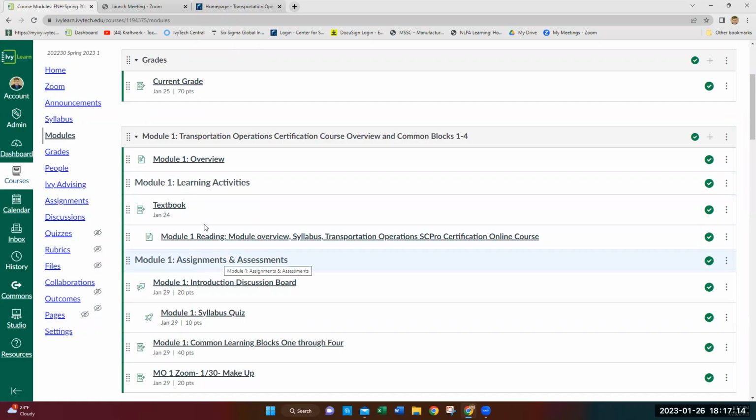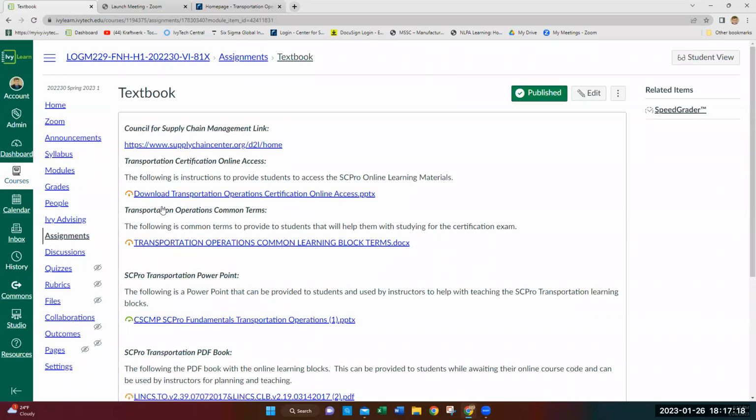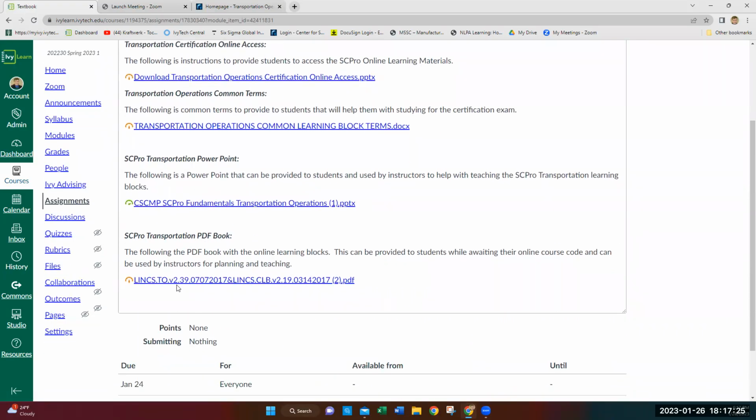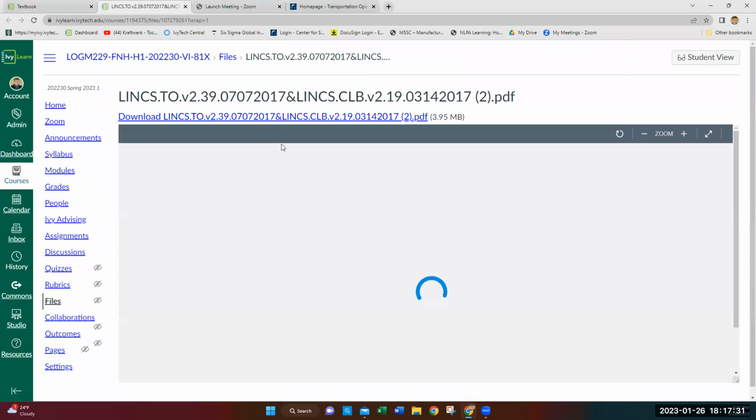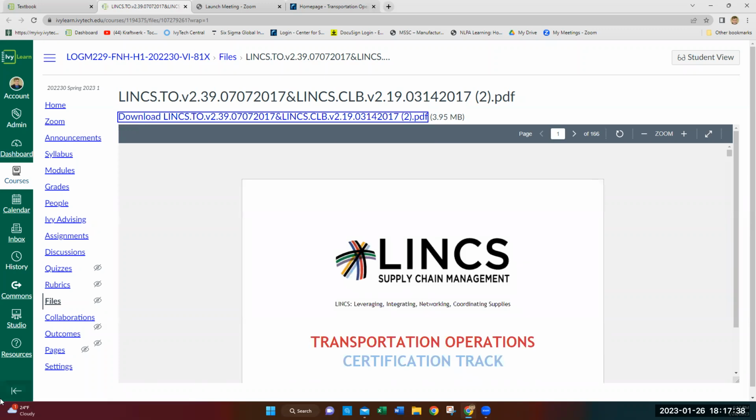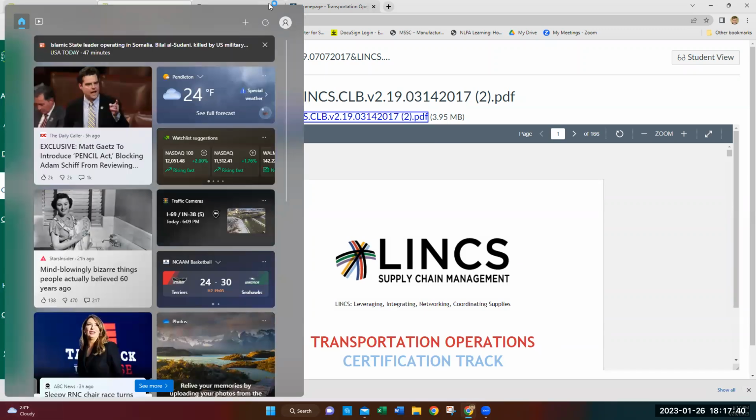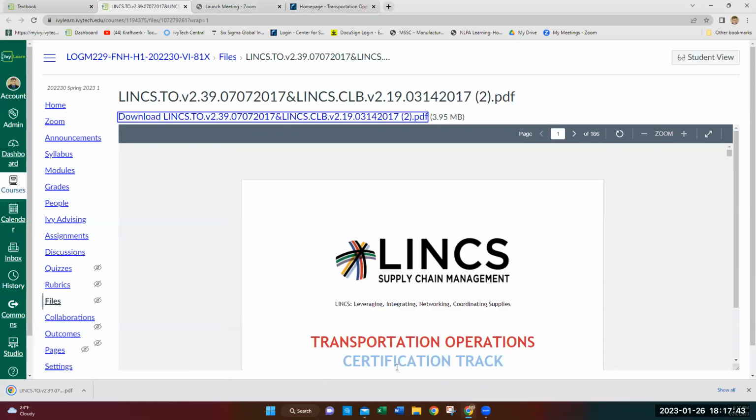So I want to bring to your attention, you have the textbook. And in the textbook, we've got access to a printable PDF file, which is here. And I brought that into our class, so you would have a way to get to it. But if you download that and keep it on your desktop, then you won't have to come out to the course to read ahead and know what's happening in the class.